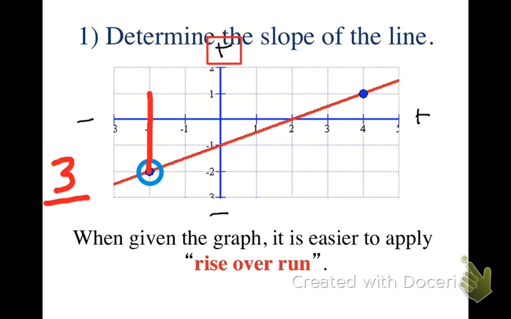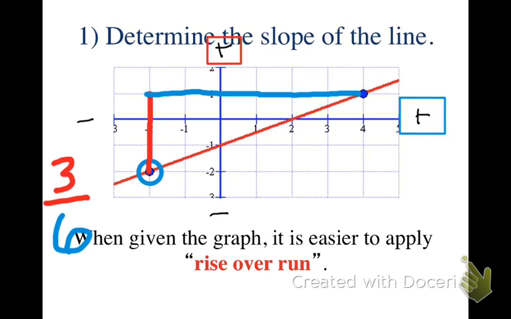All right, next, we'll do the run. It looks like I'm moving to the right, and I'll go ahead and identify how many. 1, 2, 3, 4, 5, 6. So my run, or my horizontal change, is 6. How do I know it's a positive 6 and not a negative 6? Well, as I move to the right, x values get more positive.